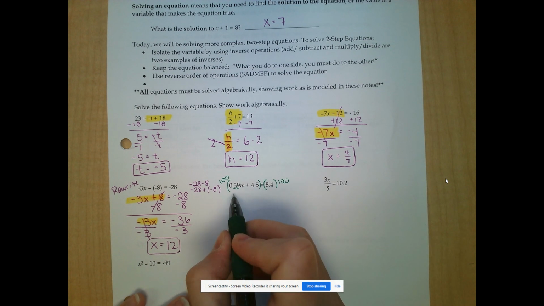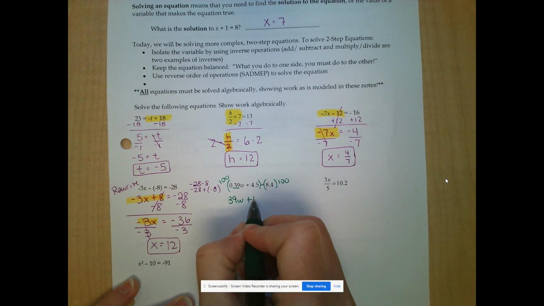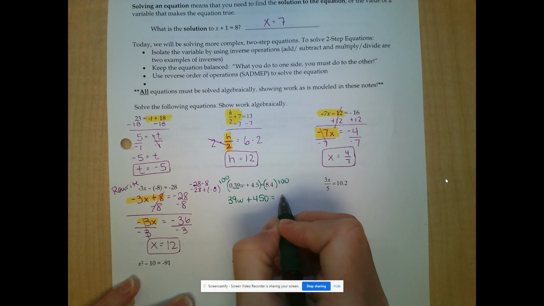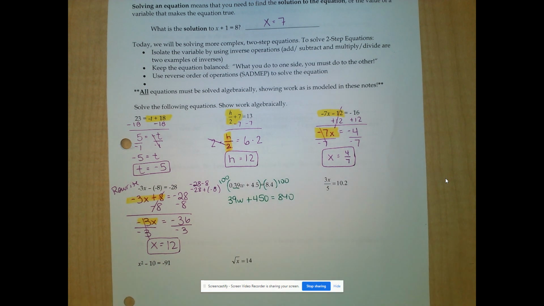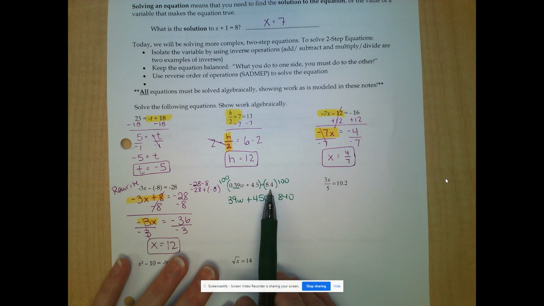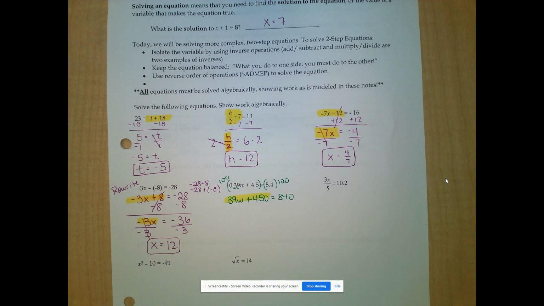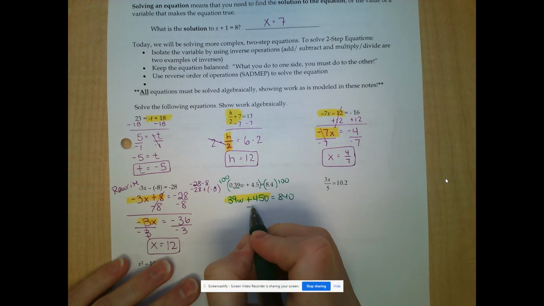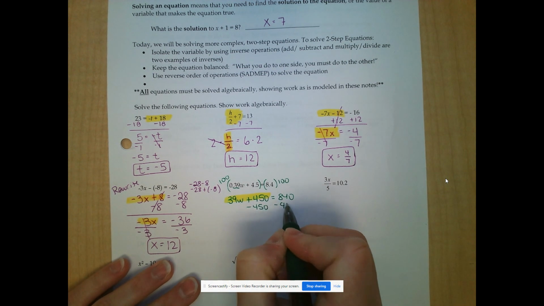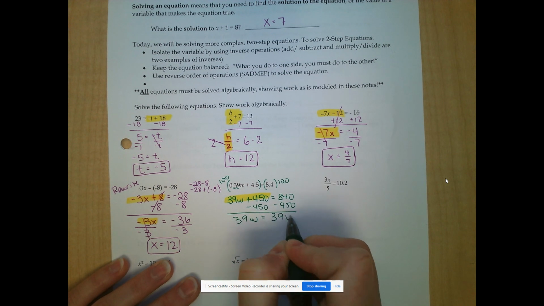So if I multiply the left side by 100, I get 39W plus 450 equals 840. And in each case, all I did was distribute the 100. I multiplied it by the first term, multiplied it by the second term, and I multiplied it by the term on the right. So this equation is worth the same. What's great about that is that now I'm not adding, subtracting, multiplying and dividing decimals. So if I subtract 450 on the left, subtract 450 on the right, I get 39W equals 390.